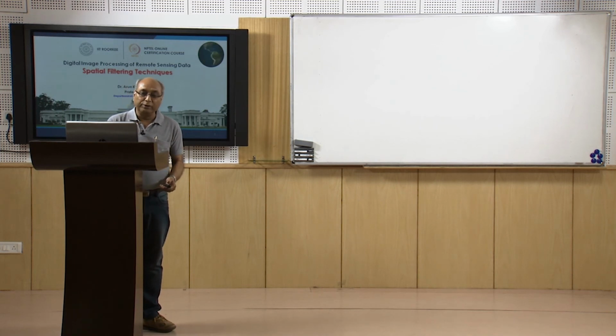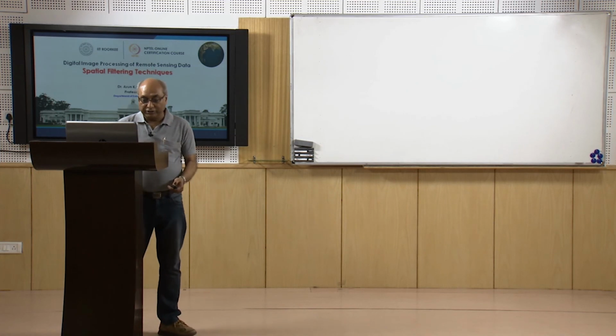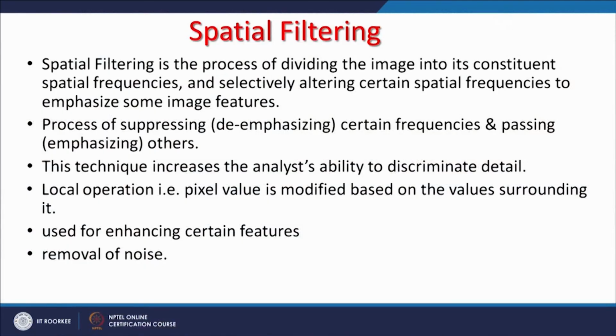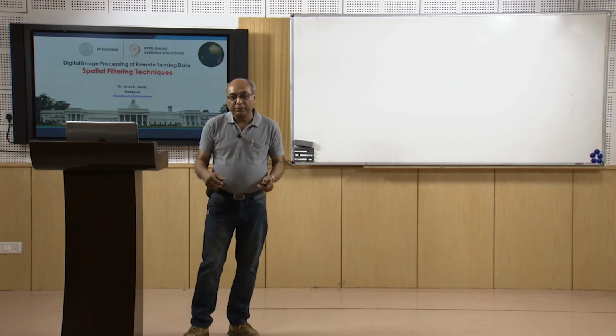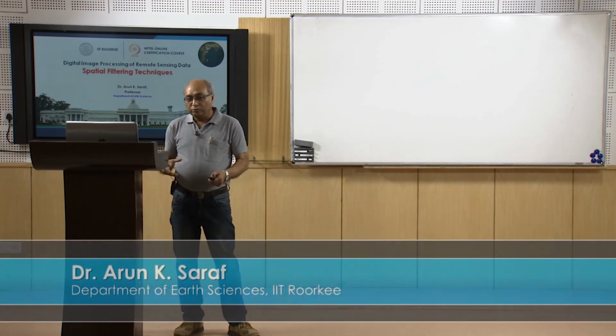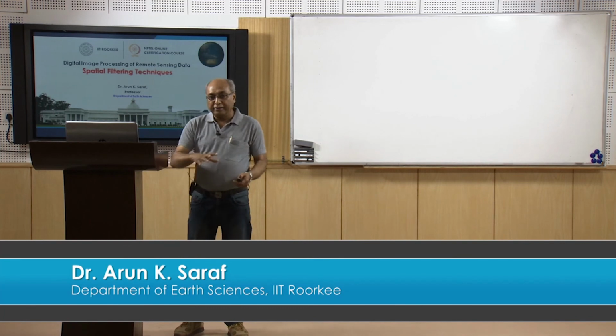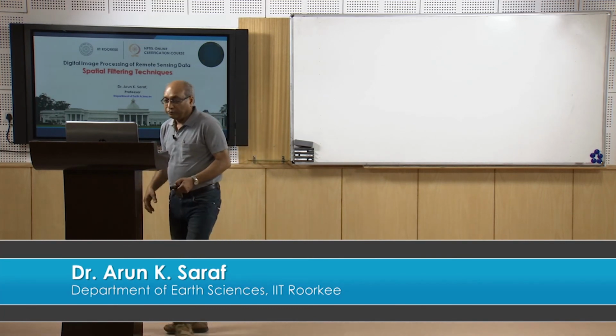The surrounding value will decide what should be the value here, and is used for enhancing certain features. It can also be used to remove noise, like speckles. Sometimes we are having noise in the images. In previous lectures I have shown some images, so that speckle can also be removed by filtering. And smoothing of image, sometimes there are a lot of variations, meaning high frequency features are present. I want a smooth image appearance so that I can look at the regional features, so that can also be achieved.